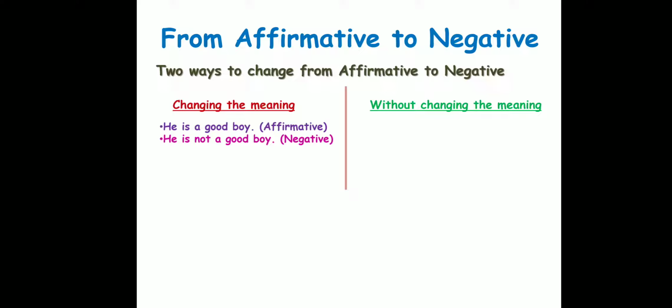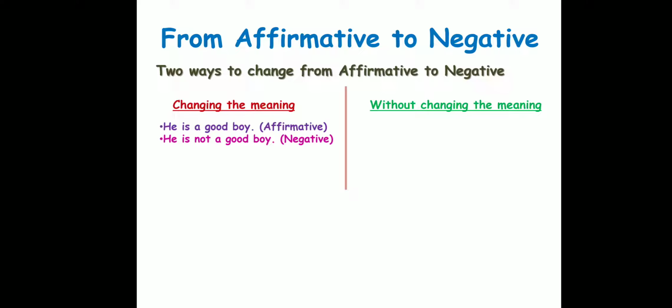Okay. So now when I change he is a good boy to he is not a good boy, see the meaning is changing. Right. If I point towards a boy and I say he is a good boy, that means he is good. He is a nice boy. But now when I change my sentence, I say he is not a good boy. That means I am not appreciating the boy. He is not a nice boy. So the meaning is completely changing when I change my sentence like this.